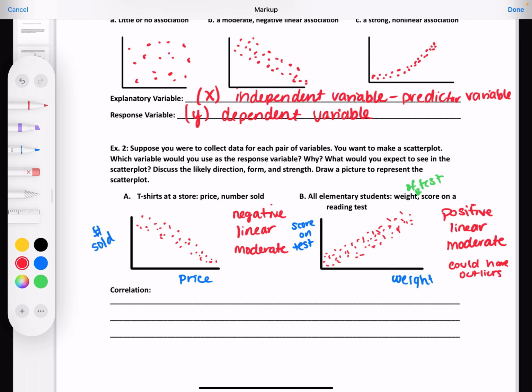All right, what is correlation? It's the strength of a linear association between two variables, and specifically quantitative variables.